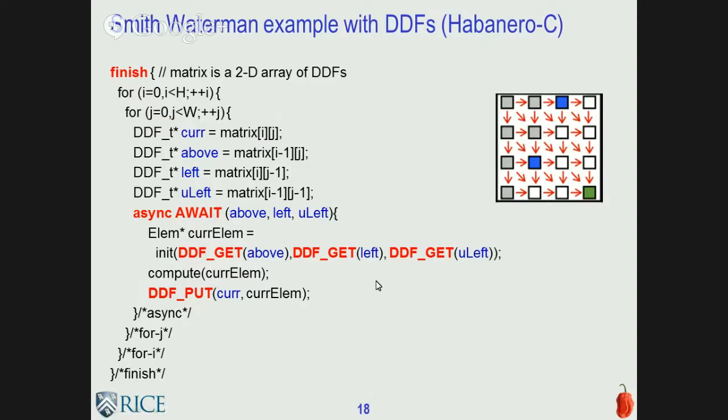Your performance may not necessarily be the same, but the semantics would be the same. You're creating a bunch of tasks with dependencies, and this is a question I often give my students in a quiz or midterm: will the thing terminate if, for instance, I went from H minus 1 to 0, J went from W minus 1 to 0, and that's fine. You're just creating tasks backwards, but each has their dependence. When the first task executes, it then releases successively all the other tasks.